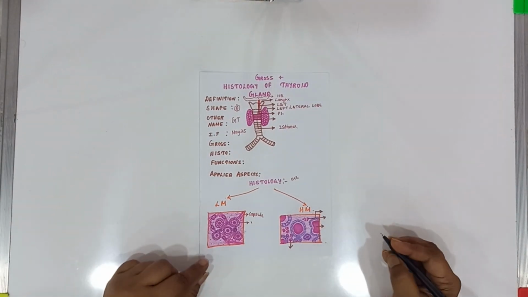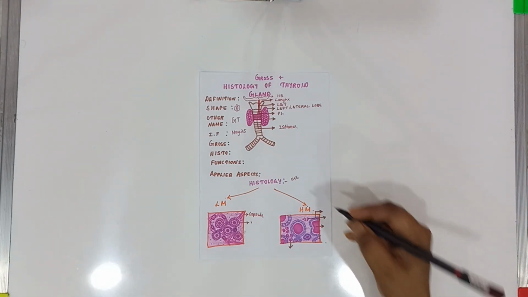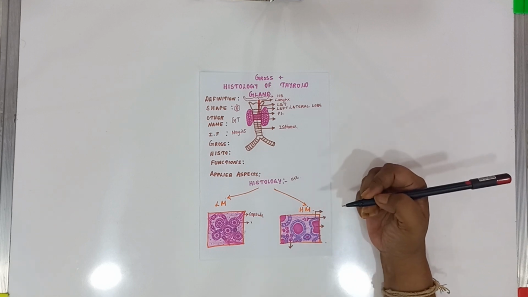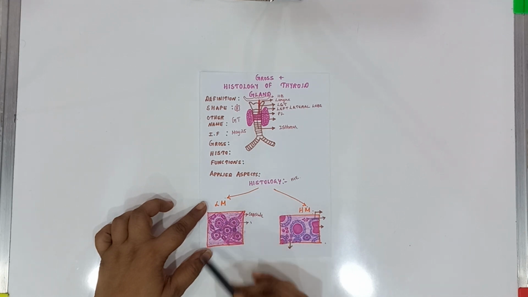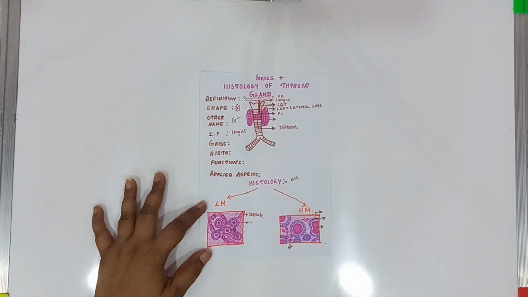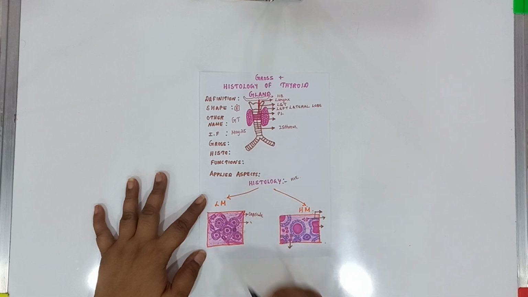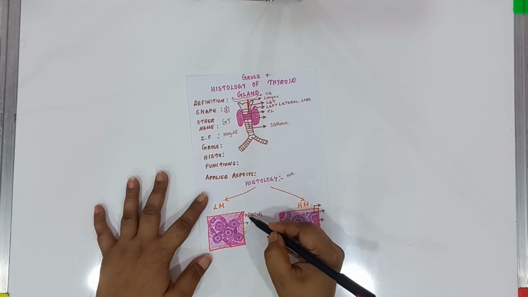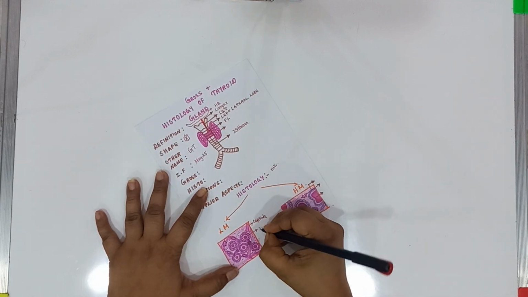Coming to the histology of the thyroid gland, it can be stained with hematoxylin and eosin staining. One, we can see the low magnification of the thyroid gland. Other thing, we can see the higher magnification of the thyroid gland. Here you can see the thyroid gland is covered by a fibrous tissue capsule. This capsule extends into the thyroid gland as a septum or trabeculae.